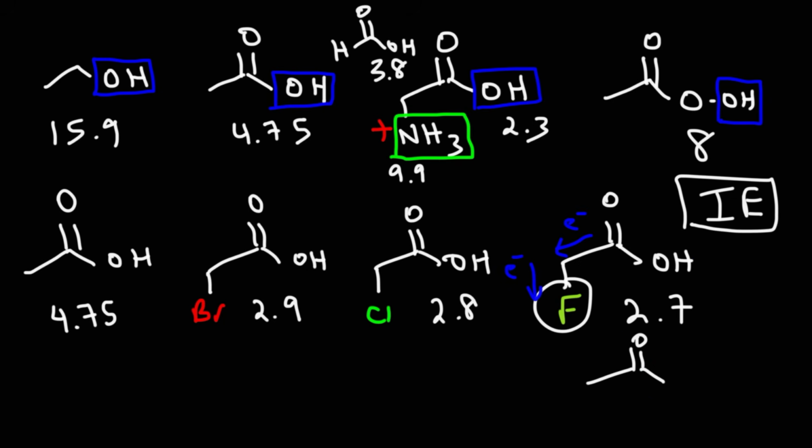So electron withdrawing groups, because they pull electron density through the sigma bond, stabilize the conjugate base, making it weaker, thus increasing the acid strength and lowering the pKa value.